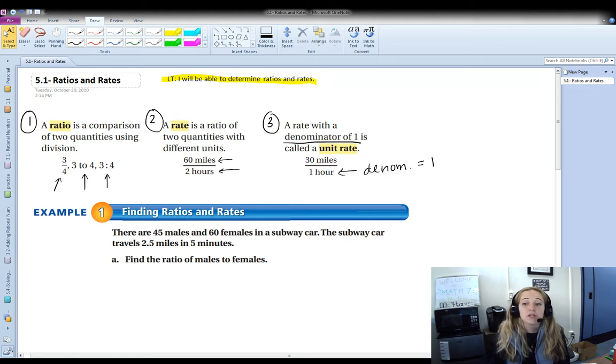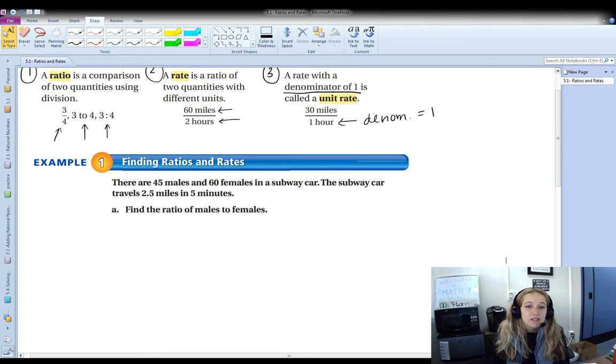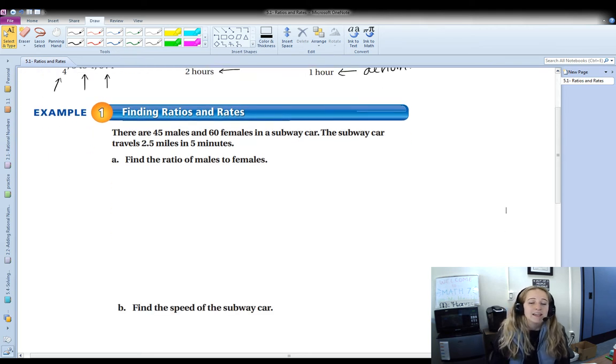Okay, now we're going to look at a couple examples of ratios, rates, and unit rate. Let's go down to example 1, finding ratios and rates. It says there are 45 males and 60 females in a subway car. The subway car travels 2.5 miles in 5 minutes. Find the ratio of males to females. Make sure you pay attention to the language. This says males to females, which means that males is going to come first.